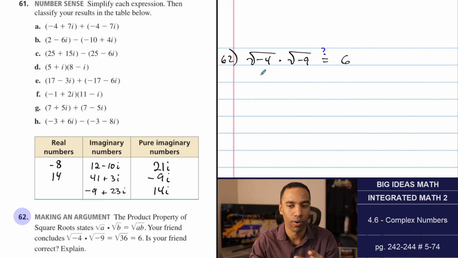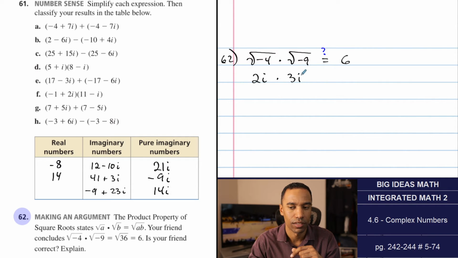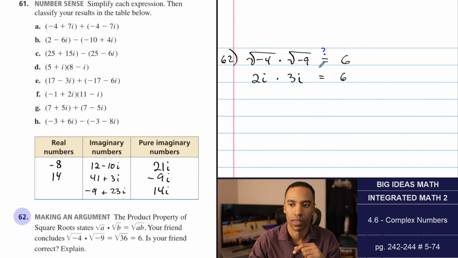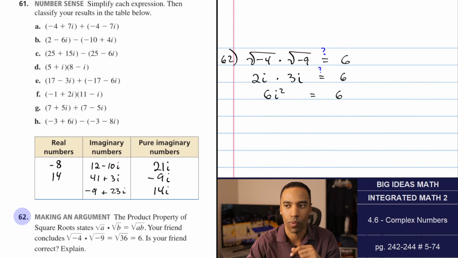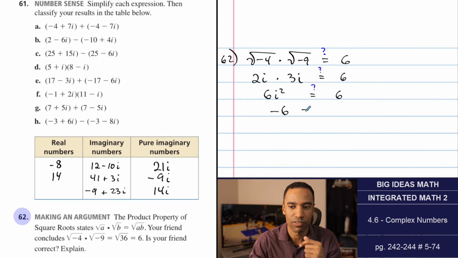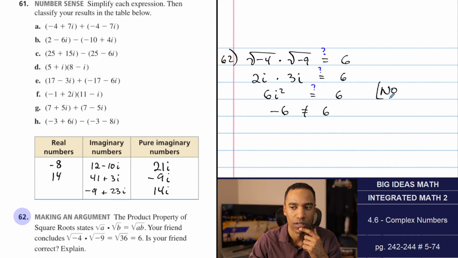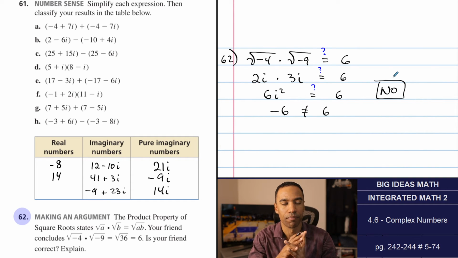Square root of negative 4 is 2i. Square root of negative 9 is 3i. So does this equal 6? Well, 2 times 3 is 6, but i times i is i squared. You get 6i squared. Does 6i squared equal 6? 6i squared is negative 6. Negative 6 does not equal 6. No. I mean, this is my explanation.